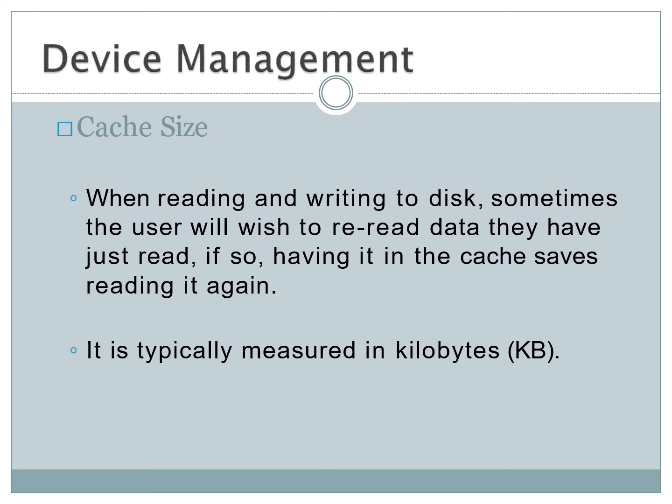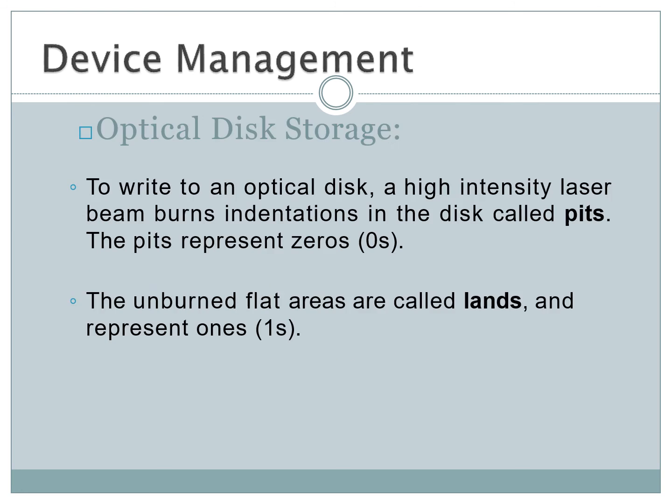Cache size. When reading and writing to a disk, sometimes the user will wish to reread data they have just read. If so, having it in the cache saves reading it again. It is typically measured in kilobytes. To write to an optical disc, a high-intensity laser beam burns indentations in the disc called pits. The pits represent zeros. The unburned flat areas are called lands and represent ones.